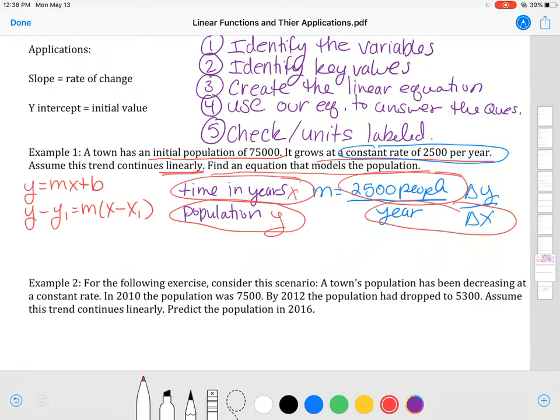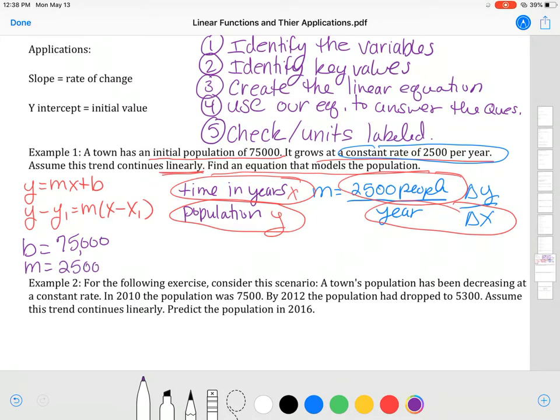Now, because they give us the initial population, that's our value of b. That's our initial value, which is our y-intercept. So that's 75,000. They also give us our m by telling us what the constant rate of change is. That's 2,500.